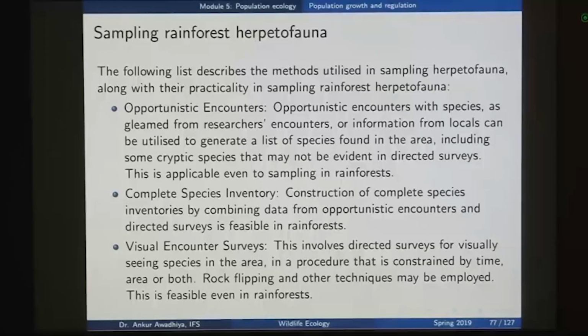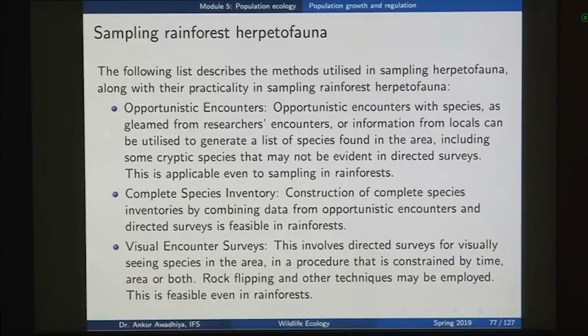Next we look at sampling of rainforest herpetofauna. Now, in the case of larger animals, it is easier to see the animals, to count the animals, to get to a density of animals. What about the smaller animals? If you wanted to know the number of snakes that are there per unit area in a forest, how do you go about and catch a snake? A snake will not make itself visible to you because you want to count the snakes. The snake would probably lie beneath some rock, or maybe it would lie in some tree, or so on.